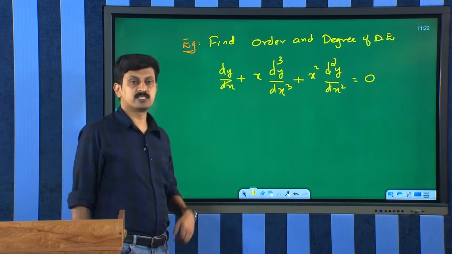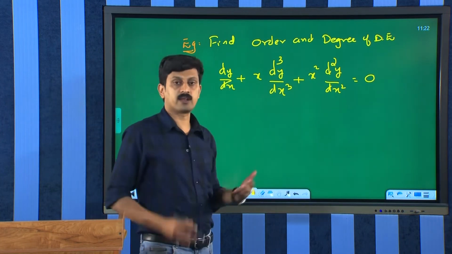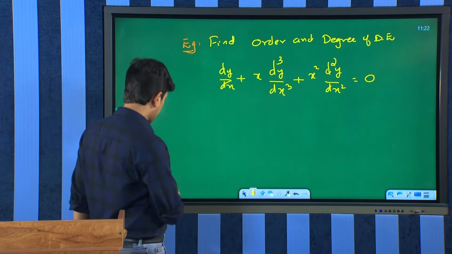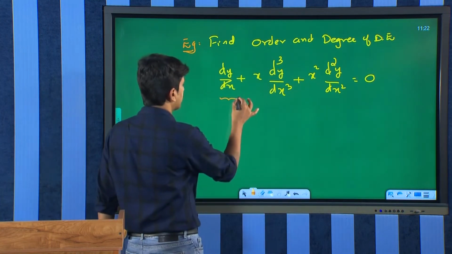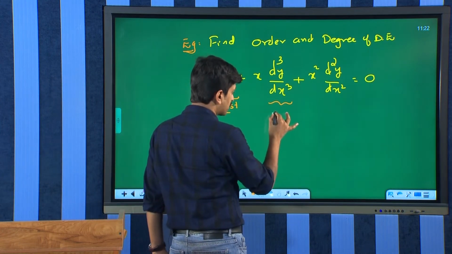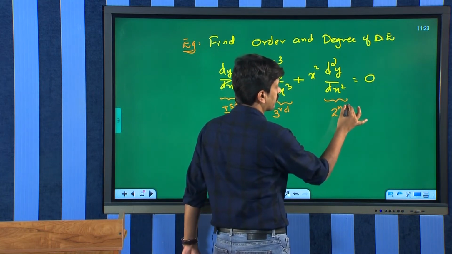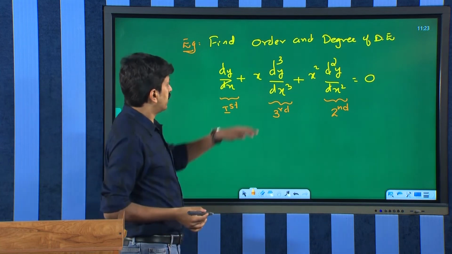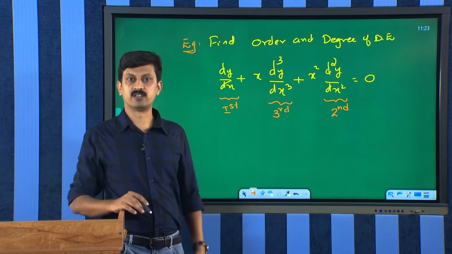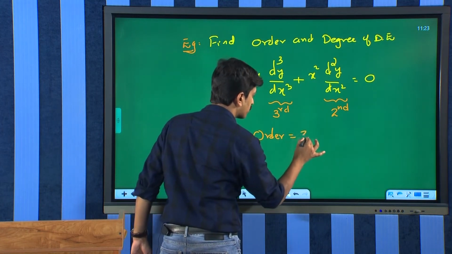See, while evaluating this differential equation, from the equation itself we understood that there are three order derivatives. The first order derivative is dy by dx, d cube y by dx cube is the third order derivative, and d square y by dx square is the second order derivative. The equation has three order derivatives. The highest order derivative is the third order derivative. That is why the order of the differential equation is equal to 3.